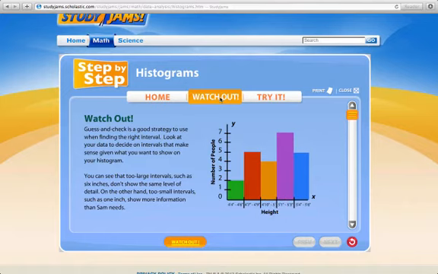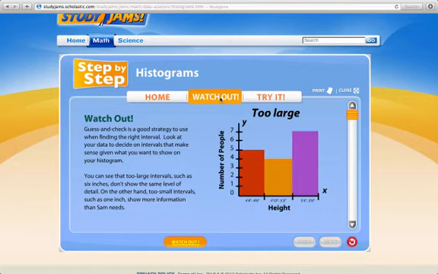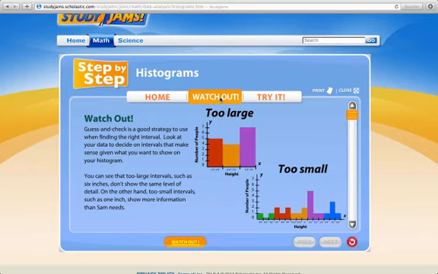Let's look at that last histogram using different intervals. You can see that large intervals, such as 6 inches, don't show the same level of detail. On the other hand, small intervals, such as 1 inch, show more information than Sam needs.